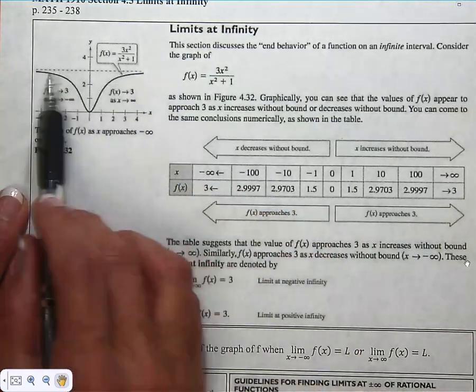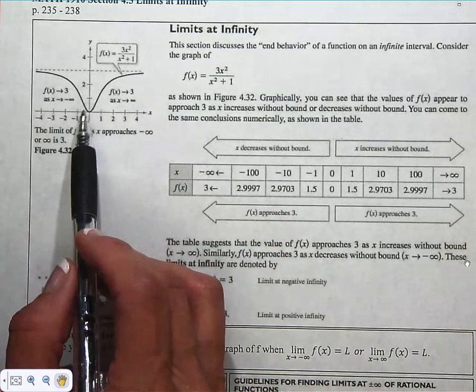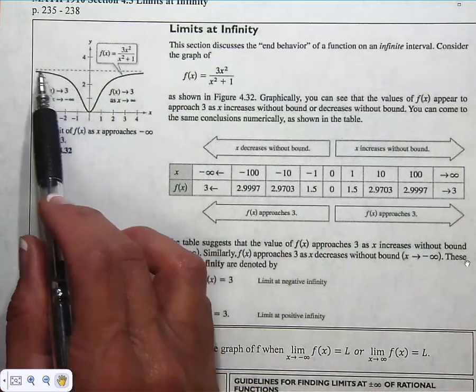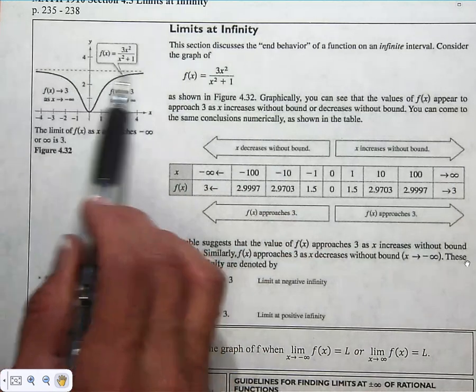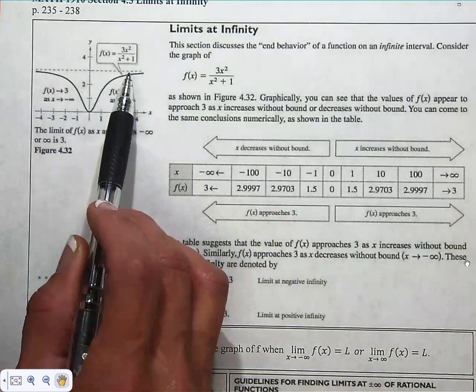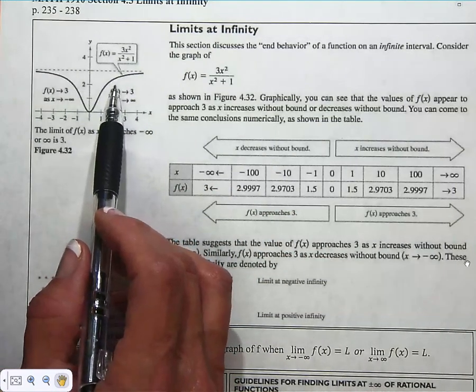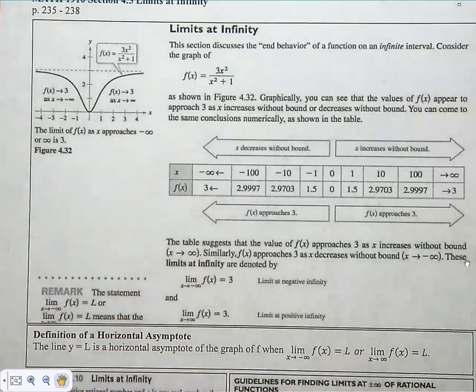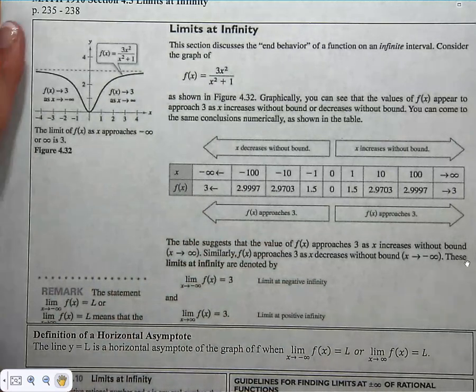So if you have this line that y's are approaching as x's go infinitely small or infinitely big, what do you call that line? It's an asymptote, and specifically it's a horizontal asymptote, as opposed to what makes the denominator 0. That's what gives you a vertical asymptote. But in section 4.5, we're talking about horizontal asymptotes.